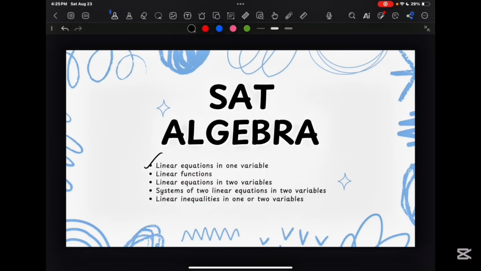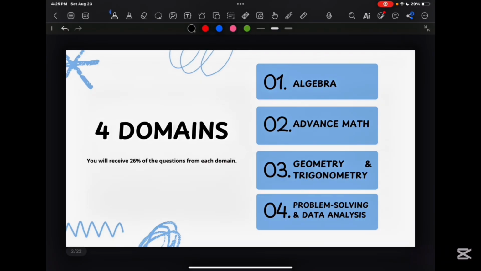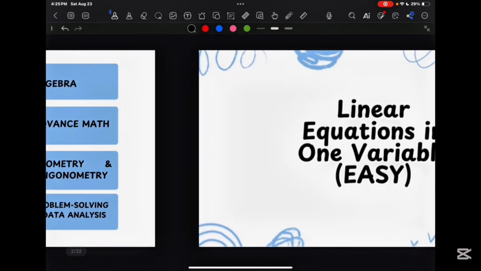Okay, let's get started. Also, before starting, I just wanted to let you guys know that there are 4 domains in the math portion: algebra, advanced math, geometry and trigonometry, and problem solving and data analysis. So we're gonna go over algebra today.